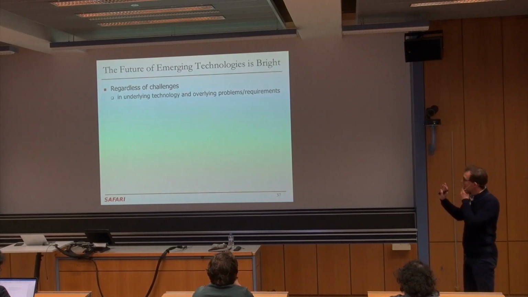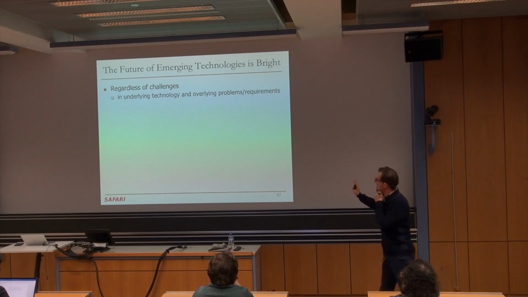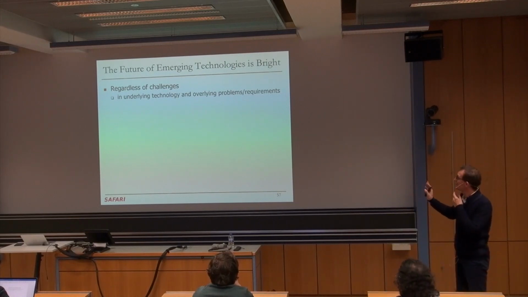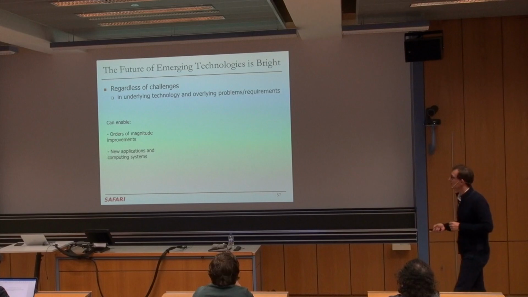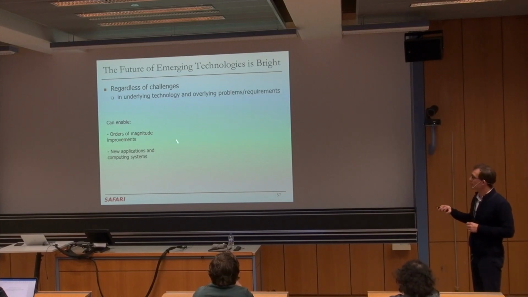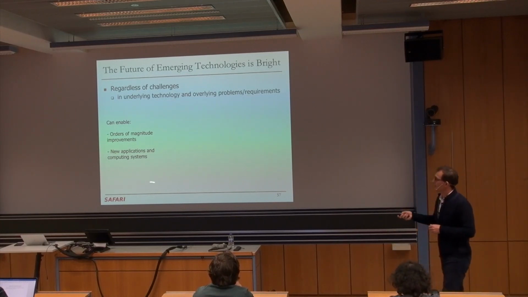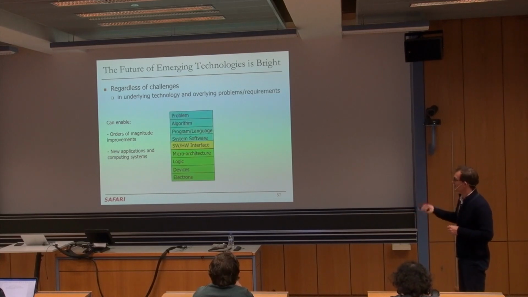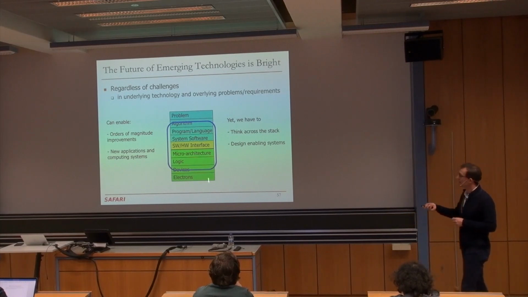Okay, so I think I'm going to conclude the emerging memory technologies with this. It's going to be very similar to processing in memory. Basically, the future of emerging memory technologies is bright, I think. There are a lot of challenges in the technology we've discussed, as well as the applications, problems and requirements, right? But if we can overcome those challenges, this can enable orders of magnitude improvements, and I've given you some orders of magnitude, and it can also enable new applications and computing systems. But again, this is another problem that requires thinking across the stack, and it requires us to design enabling systems.